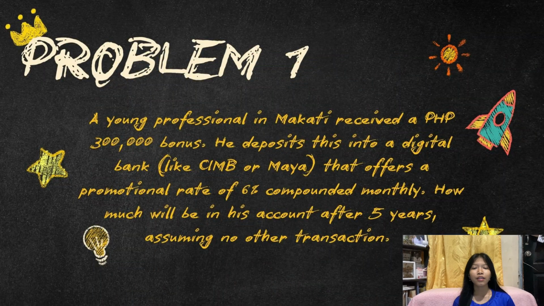Problem 1 is, there is a young professional in Makati who receives a 300,000 pesos bonus. He deposits this into a digital bank like CIMB or Maya that offers a promotional rate of 6% compounded monthly. How much will be in his account after 5 years, assuming no other transaction?